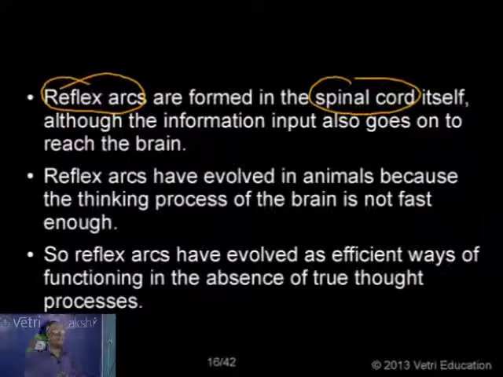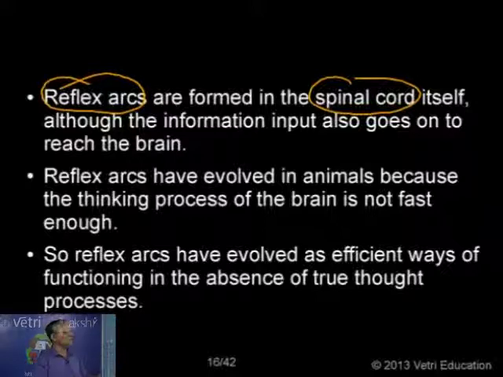What is the reason why we have developed such reflex arcs mainly in the spinal cord? Here is the answer. Reflex arcs have evolved mainly in animals because the thinking process of the brain is not faster. It cannot work instantly for a stimulus. So the response is not shown immediately and effectively by the brain. It takes some time. That is why the action is normally carried out by the spinal cord.